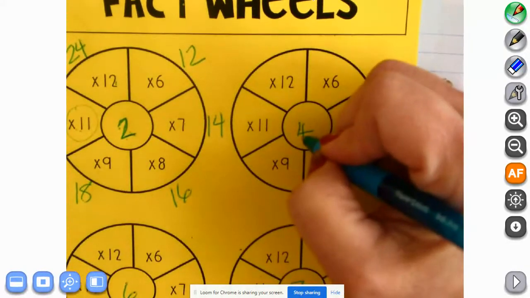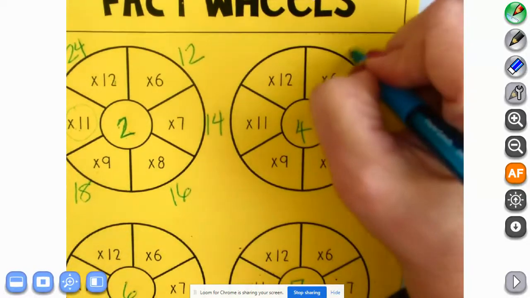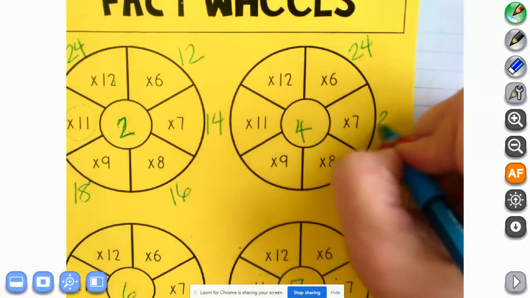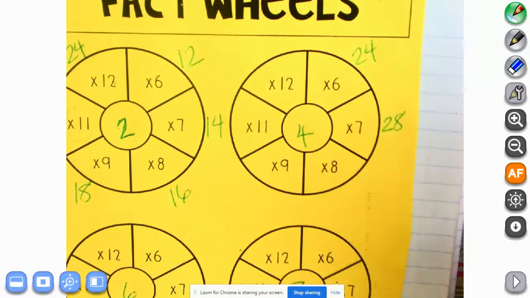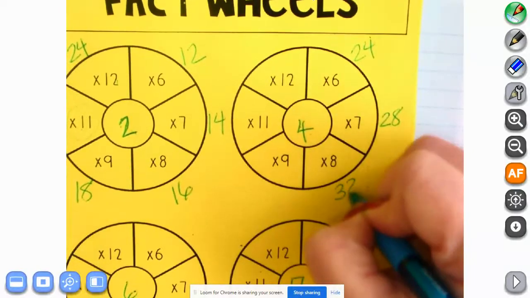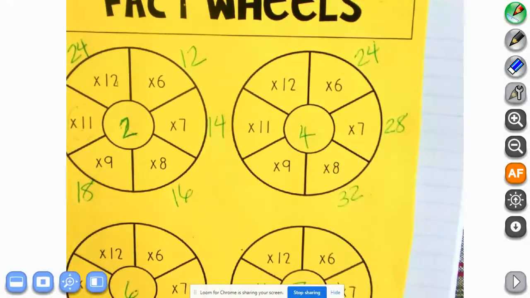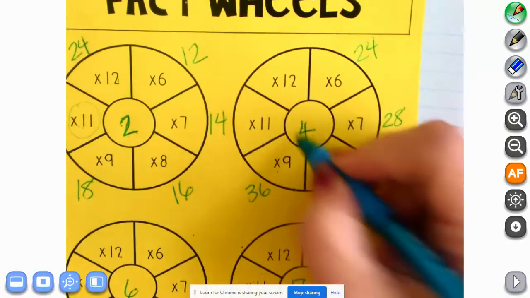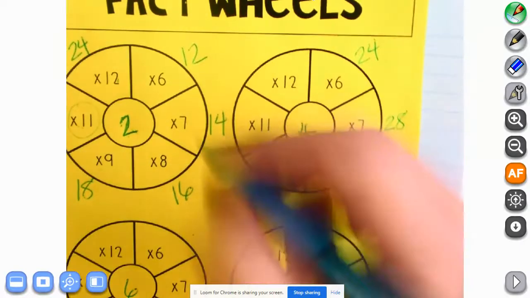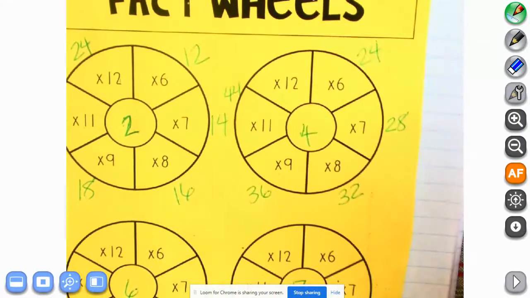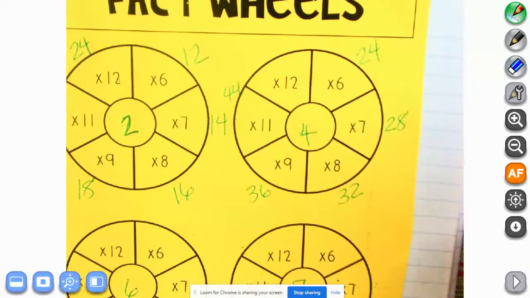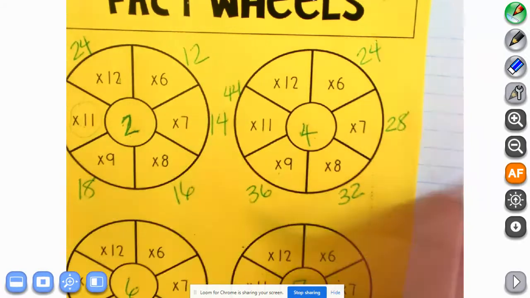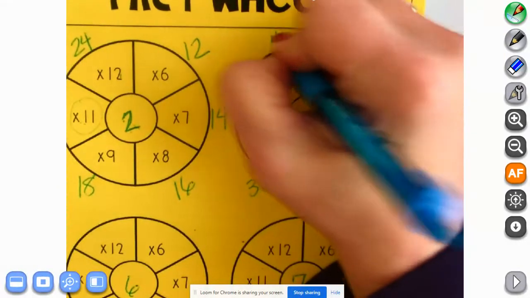and then come back. 4 times 6 is 24. How'd you do? Did you get that one? 4 times 7 is 28. 4 times 8 is 32. How you doing? You're getting all of these? 4 times 9 is 36. 4 times 11. It's just like 4 times 1 plus 4 times 1. It's 44. 4 times 12. It's 12 plus 12 plus 12 plus 12. So we have 48.